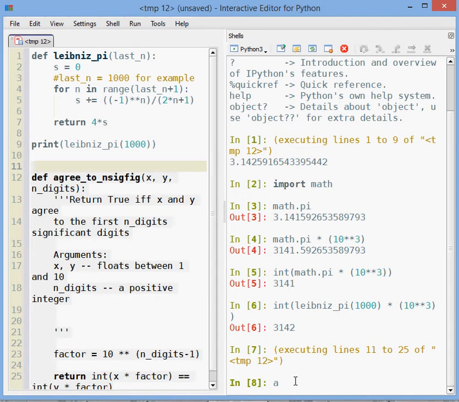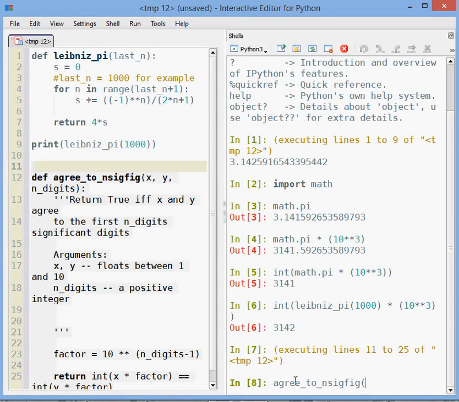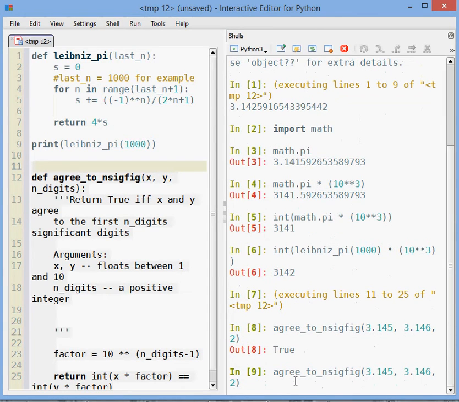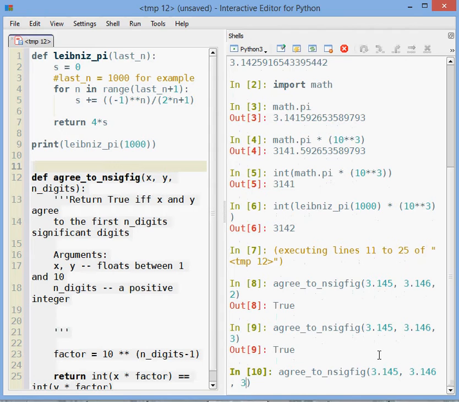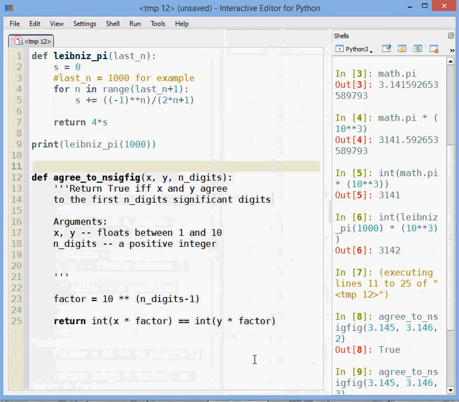So I'll say agree to n sig fig, and I'll say, let's say 3.14, 3.146. Do they agree to 2 significant figures? Yes, they do. How about 3? Yes, they do, because they both start out with 3.14. How about 4? They don't. Okay? So that's our helper function.